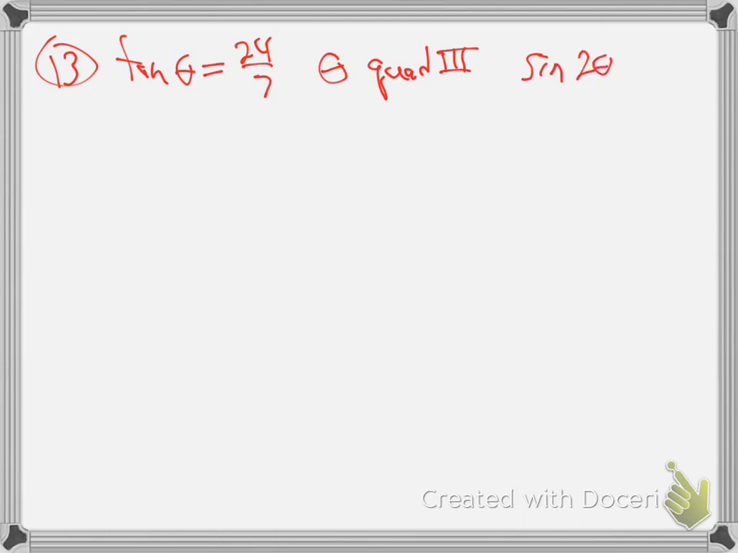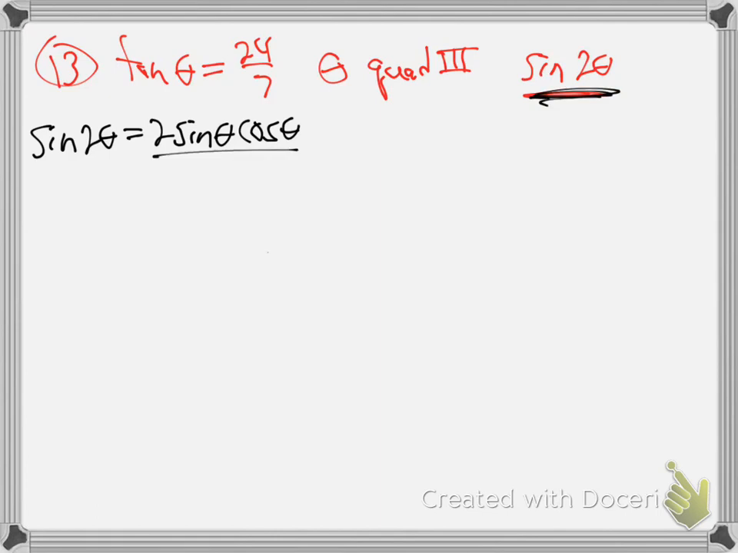Number 13 says tangent theta is 24/7. Theta is in quadrant 3. And it wants me to find sine 2 theta. So here it is again, same kind of thing, right? Sine 2 theta is 2 sine theta cos theta. So right away, using the same formula that we used last time, 2 sine theta cos theta, I need to find sine and cosine.